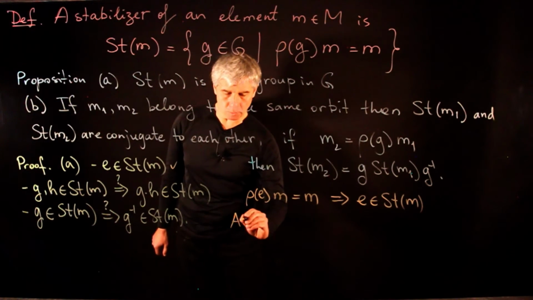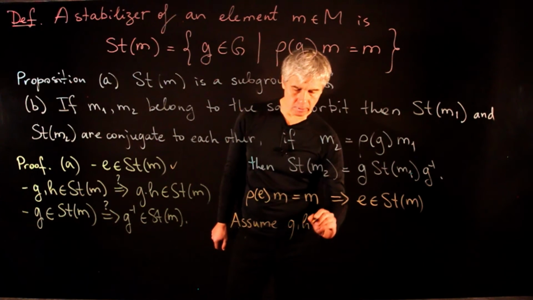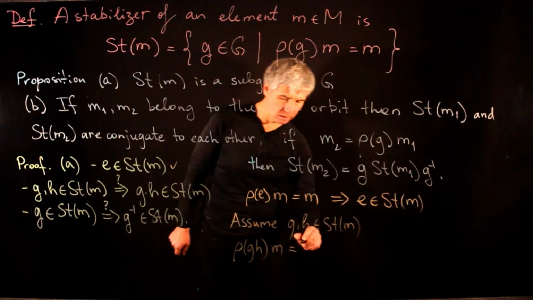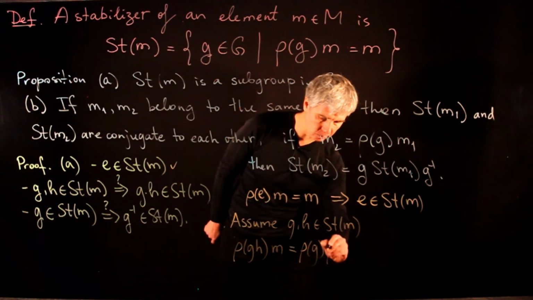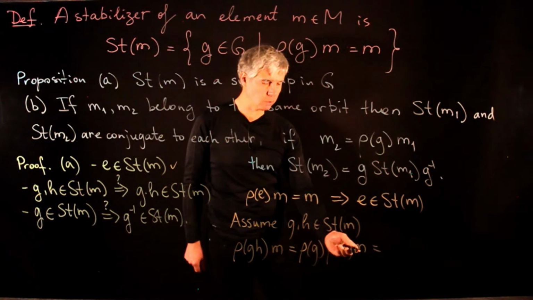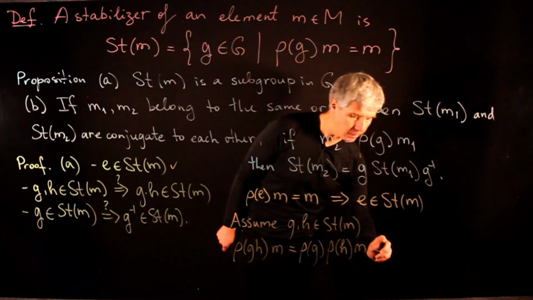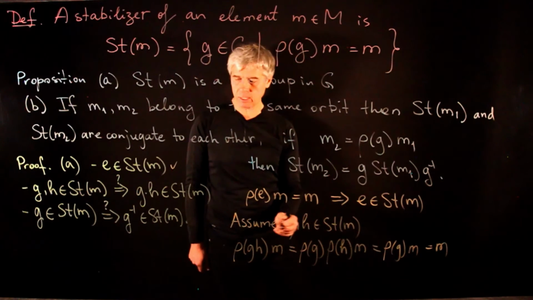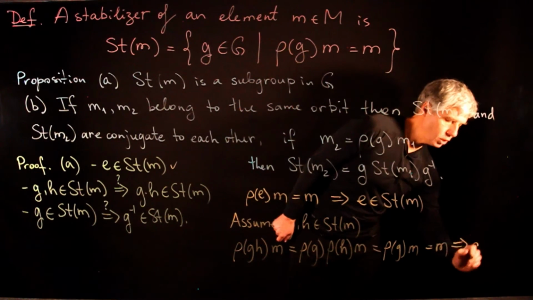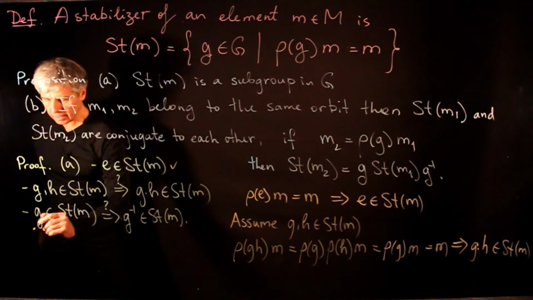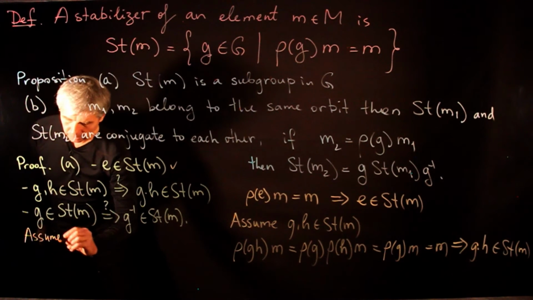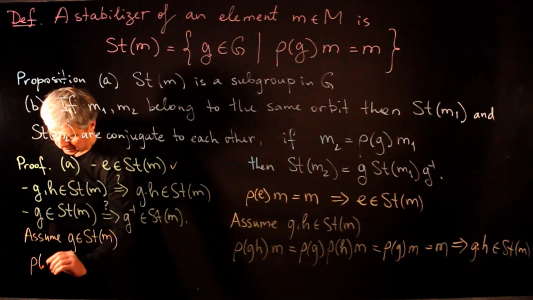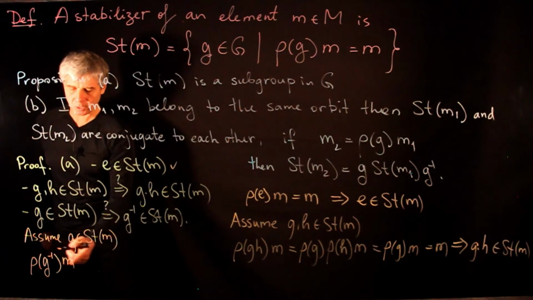And this verifies the first property. Then if we assume that g and h belong to the stabilizer of M and look at the action of gh on M, then we will get rho of g acting on rho of h on M. Because h belongs to the stabilizer, rho of h acting on M is equal to M. So we get rho of g acting on M. And because g belongs to the stabilizer, this is equal to M. And this will imply that the product g times h belongs to the stabilizer of M. Finally, for the last property, we assume that g belongs to the stabilizer of M, and we need to prove that g inverse belongs to the stabilizer of M. So let's consider rho of g inverse acting on M. So we need to show that this is equal to M.